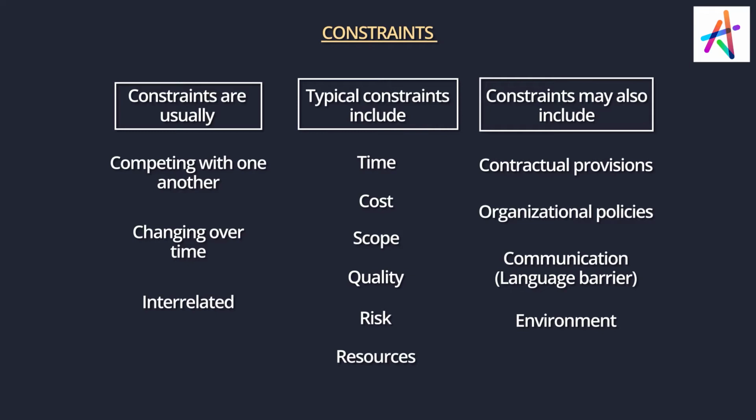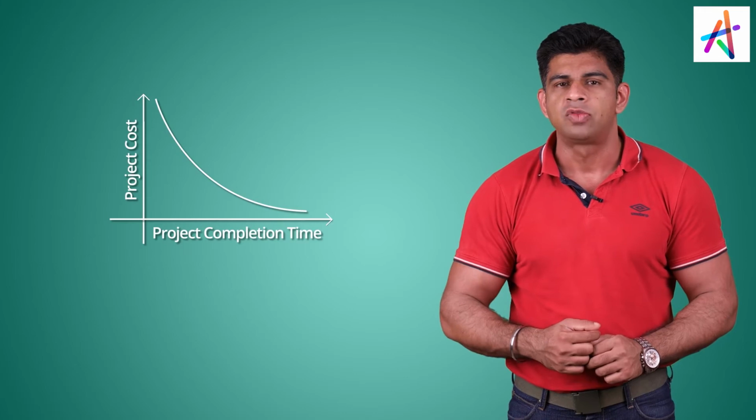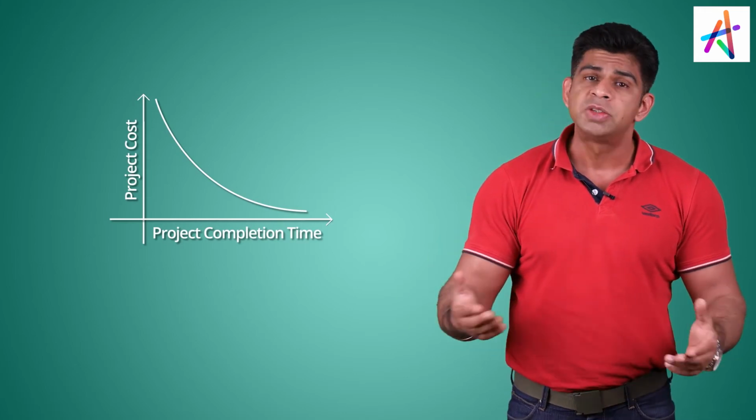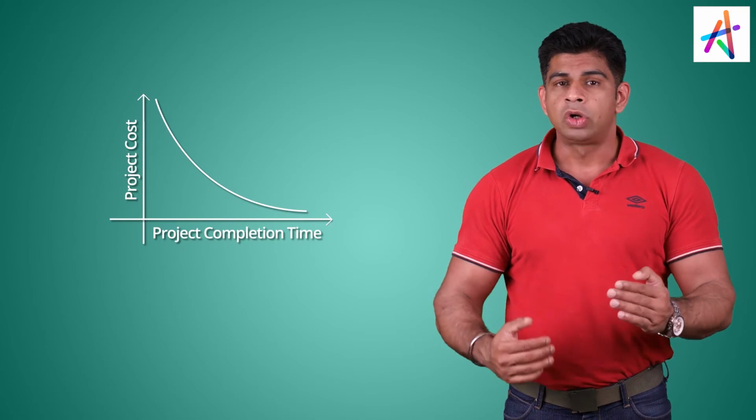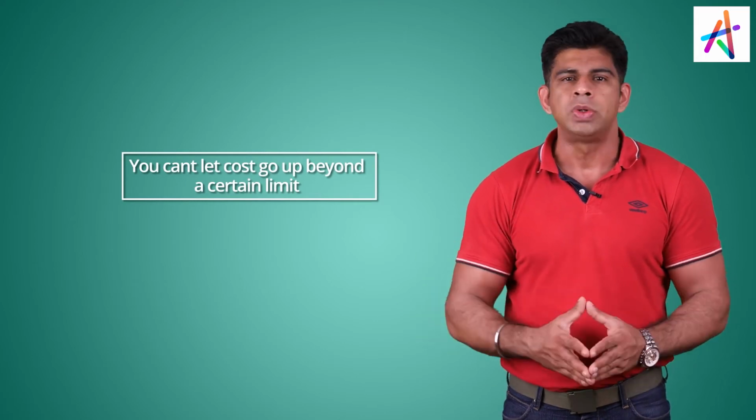Apart from that, there could be a lot of constraints which often compete with each other. For example, if the time has to be reduced, the cost might go up because you have to get more resources or more experienced resources. And if the cost goes up, that's another constraint. You can't let costs go beyond a certain limit. So often these constraints compete with each other. A lot of times you will get the request to accommodate a new scope within the constraints of available time and budget. Might not be possible, where if you agree, you might compromise on quality.